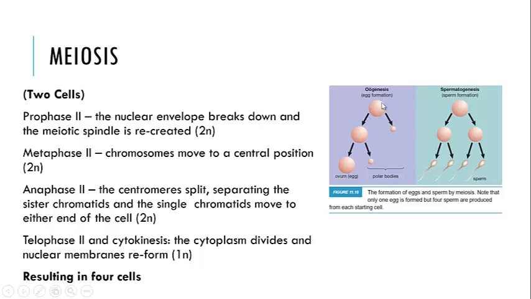So for our first round in oogenesis, we've now created one that's really quite strong because the cytoplasm hasn't divided evenly. This other one is called a polar body, and it's kind of redundant. We can never fertilize that. Whereas in spermatogenesis, we're starting with 1, we're now at 2, and we create 4 sperm.